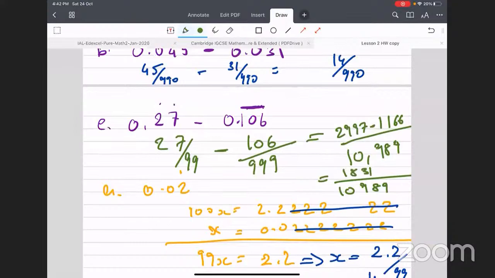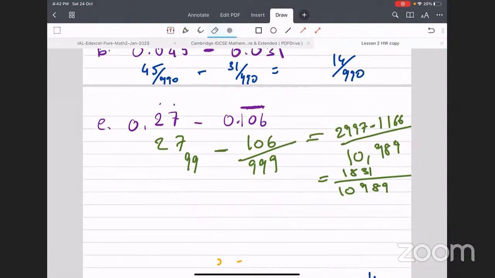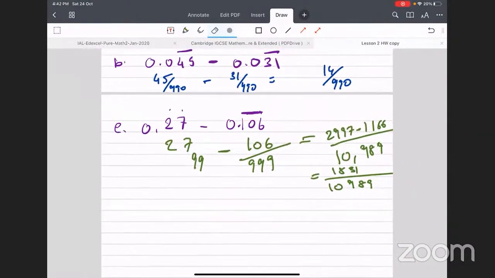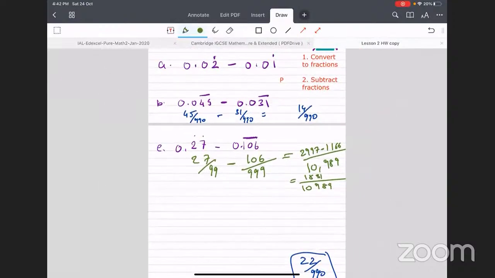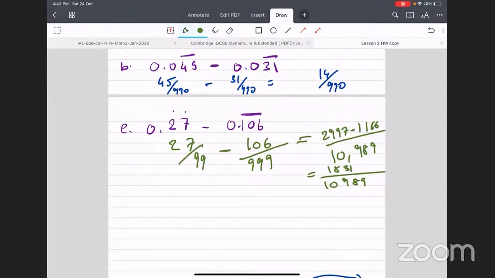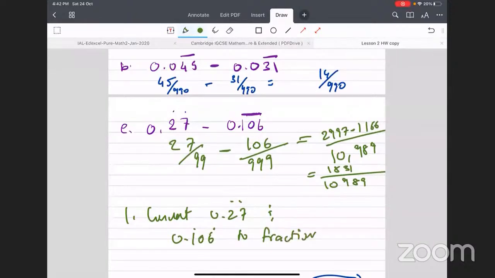Sir, I don't understand E. Okay, very good. Number E. Let me erase everything here to solve it again. Number E: we will convert these two recurring numbers into fractions. So convert 0.27 bar and 0.106 bar to two fractions. Okay?